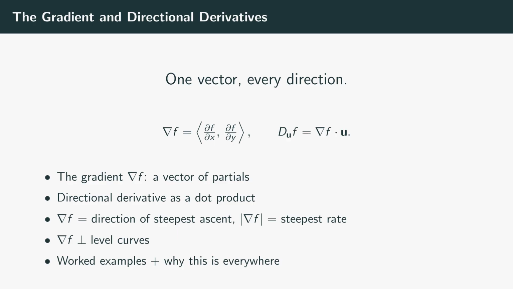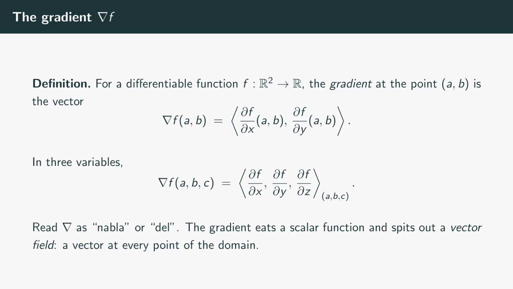Let's build it. Here is the definition. Given a function f of two variables, evaluated at a point (a, b), the gradient of f at that point is the vector whose first entry is the partial of f with respect to x at (a, b), and whose second entry is the partial of f with respect to y at (a, b). That's it. We've taken the two scalar partials and bundled them up as the components of a single two-dimensional vector. In 3 variables, you stack 3 partials. In n variables, n partials.